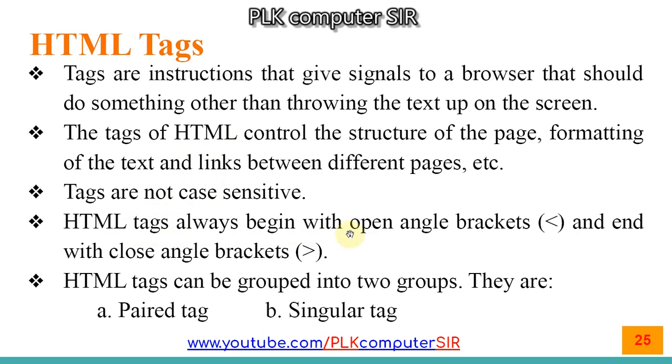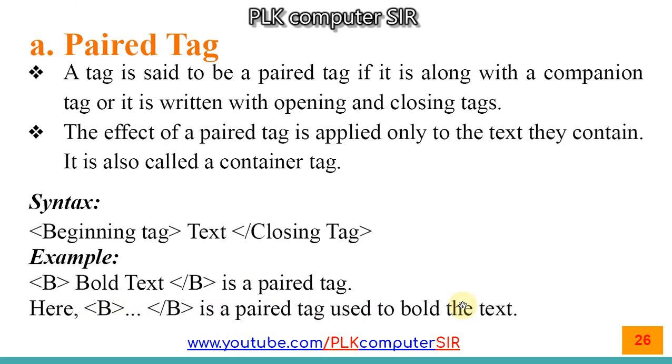HTML tags always begin with an open angle bracket and end with a close angle bracket. So within this open angle and close angle bracket, we have to write the tag. HTML tags can be grouped into two groups. They are pair tags and singular tags. So in HTML we have two types of tags, pair and singular tags.